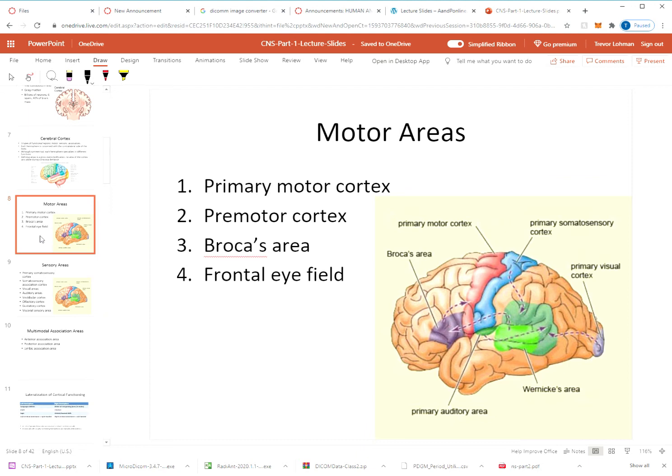Broca's area is just like the primary motor cortex, but it innervates muscles of the mouth and vocal cords and throat so that you can speak. It's a part of your brain that allows you to speak.